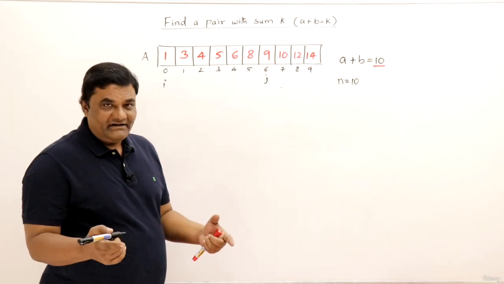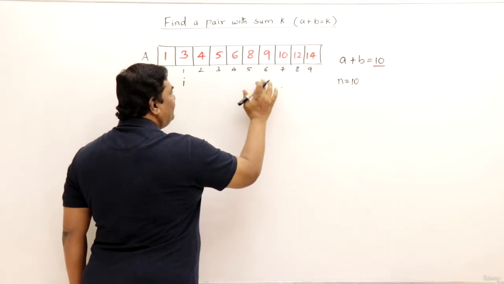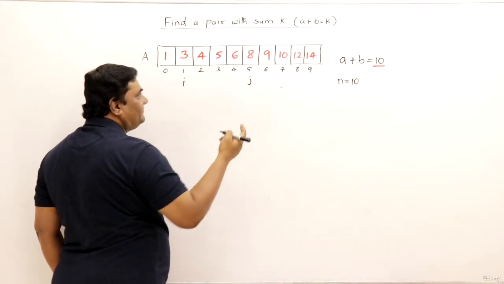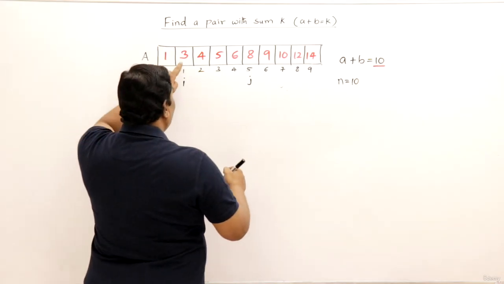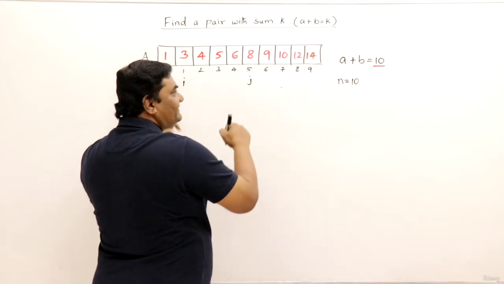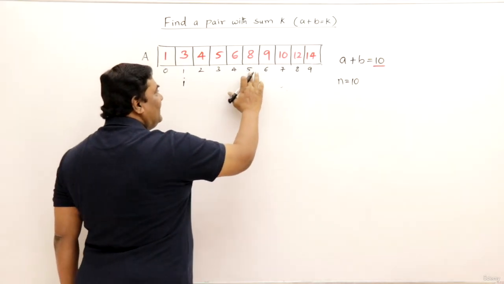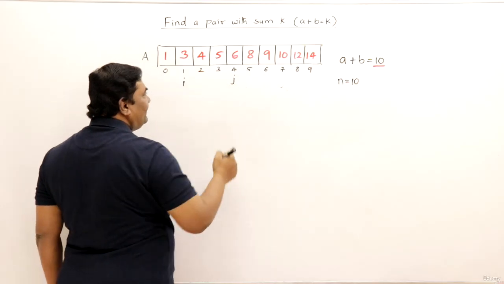Next, once we got a pair, we should increment i and also decrement j, right? Both are done. Now watch: 3 plus 8. No, this is 11, which is greater. So what should be decremented? When we get a number greater than 10, decrement j.